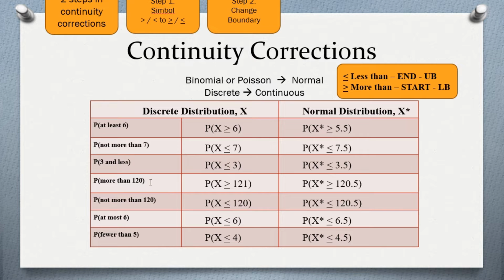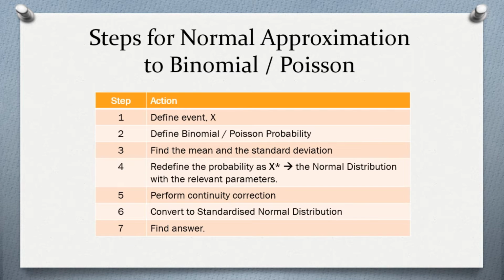More than 120. If I'm saying more than 120, what am I saying? 121 and above. So more equals to 121. Then you do your correction. More equals to you minus 0.5. Can you see that? Not more than 120, less or equals to 120. Then less or equals to plus 0.5. So back to the same thing, okay? Shouldn't be a problem.